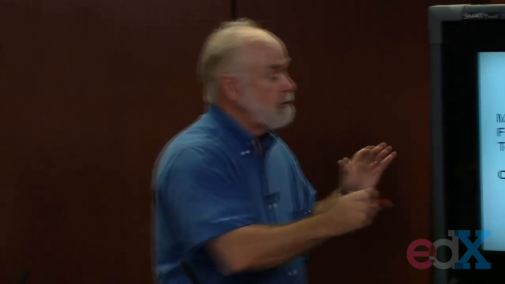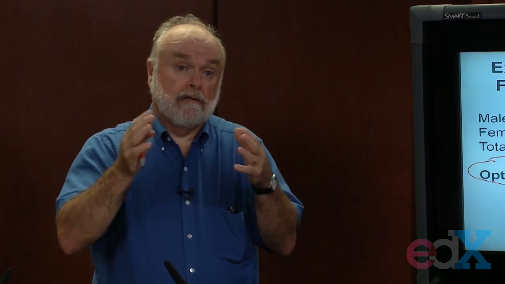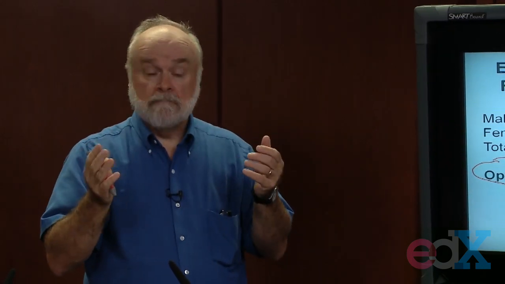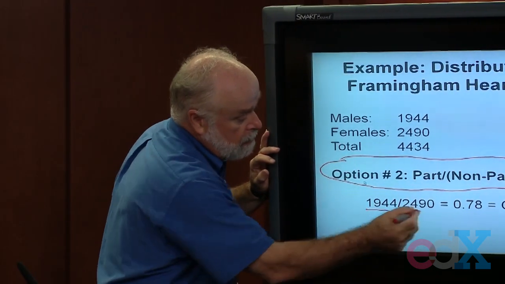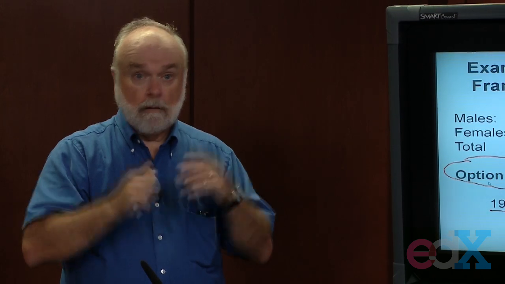The alternative, option 2, is to compare the number of men to the number of women. The part of the study we're interested in, the men, to the other part of the study, the non-men, the women. So there are 1,944 men, there are 2,490 women. 1,944 divided by 2,490, 78%, is what we call the odds of being a male in this study. Both of these calculations are legitimate. Both of these calculations are valid for describing the frequency of falling into one category of, in this case, a binary variable, sex, or in general, any binary variable, including binary outcomes.